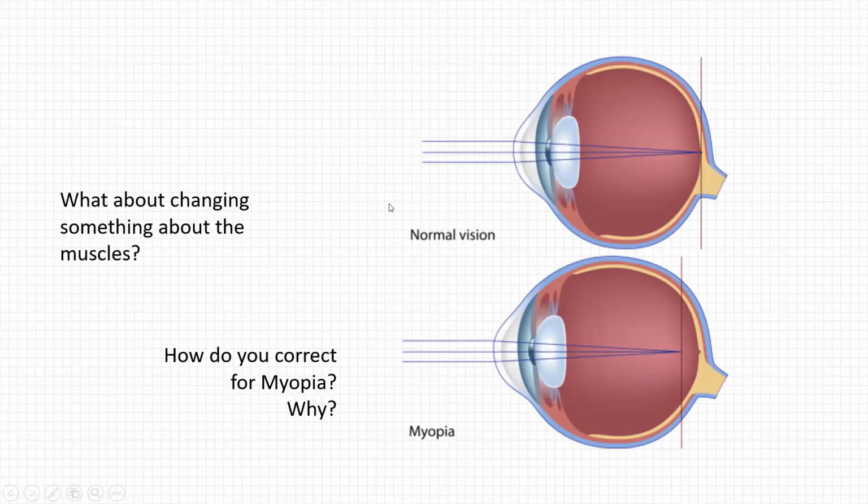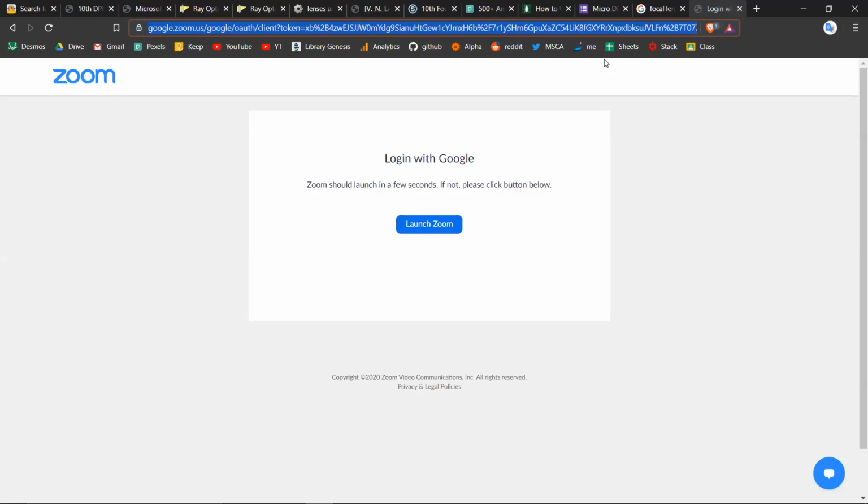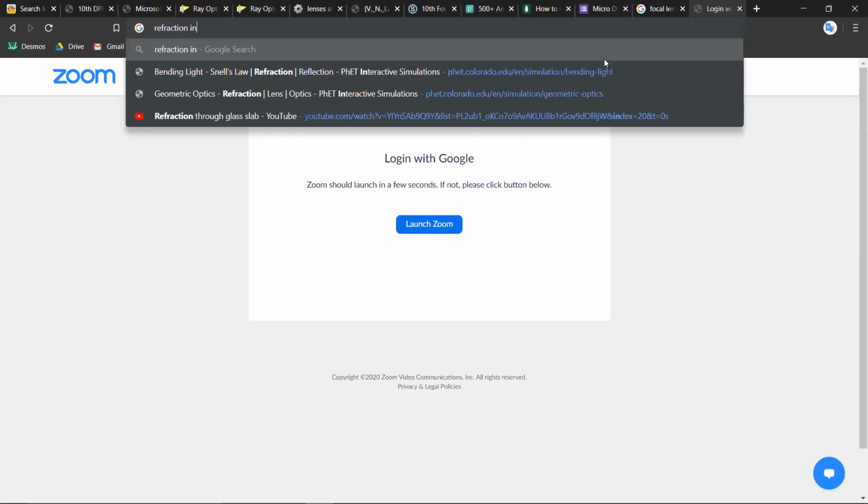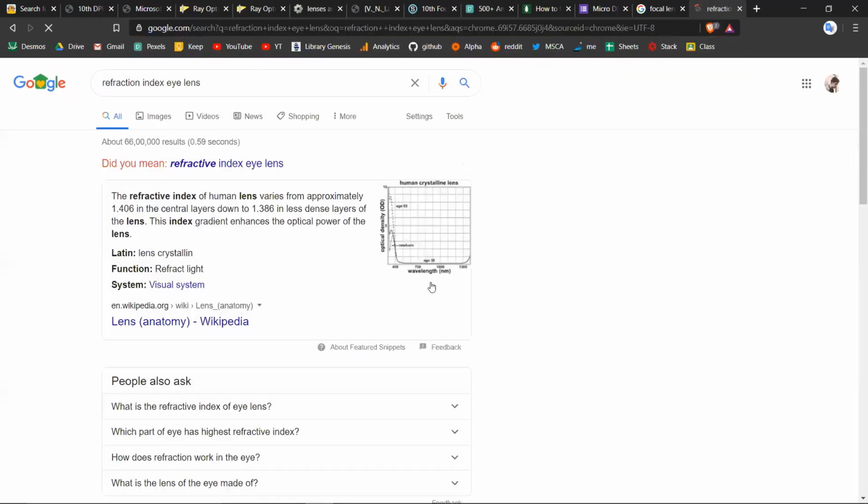What is the refractive index of the eye? I do not know either. Can you Google and let us know? Okay, I'll search. Yes, it says somewhere it varies. It has different layers, by the way. It has a varying refractive index. It goes from 1.406 to 1.3 in the dense layers.